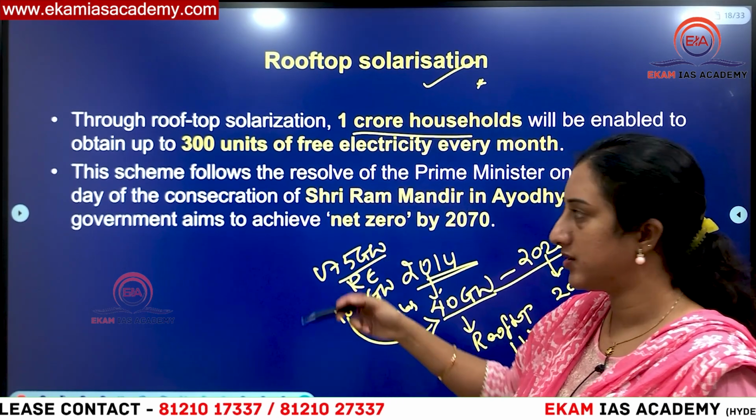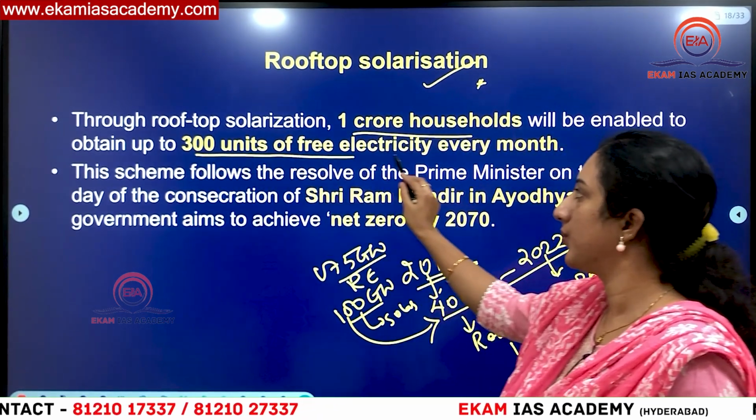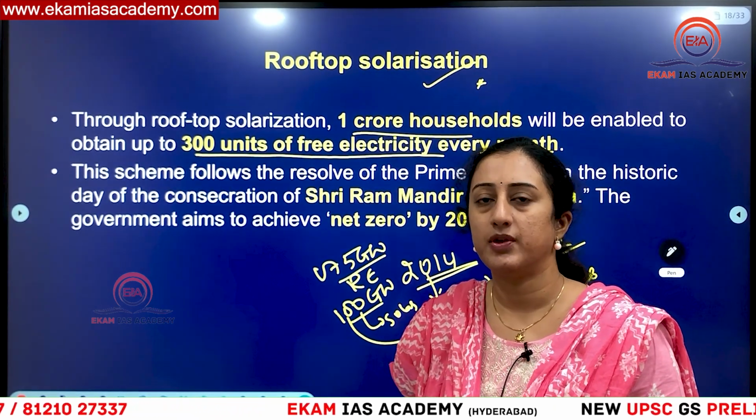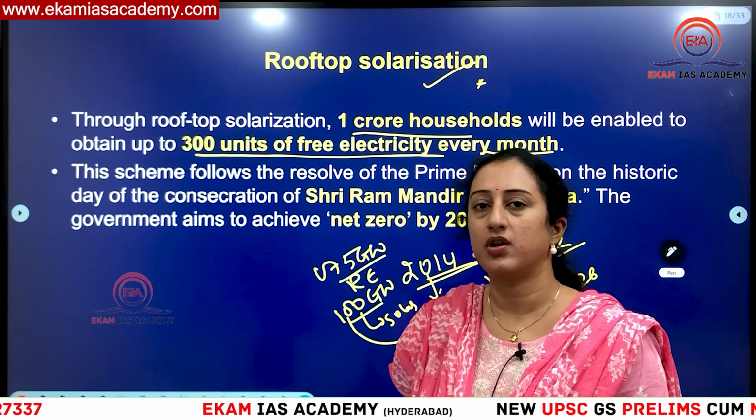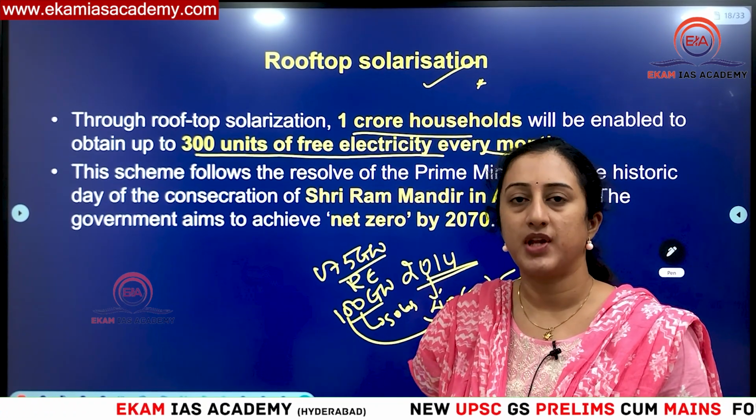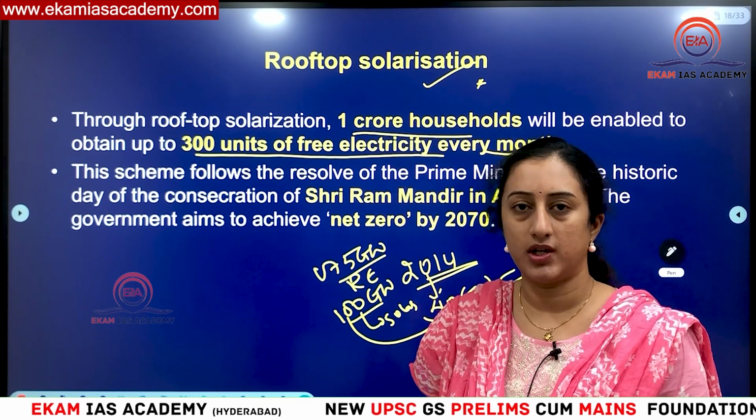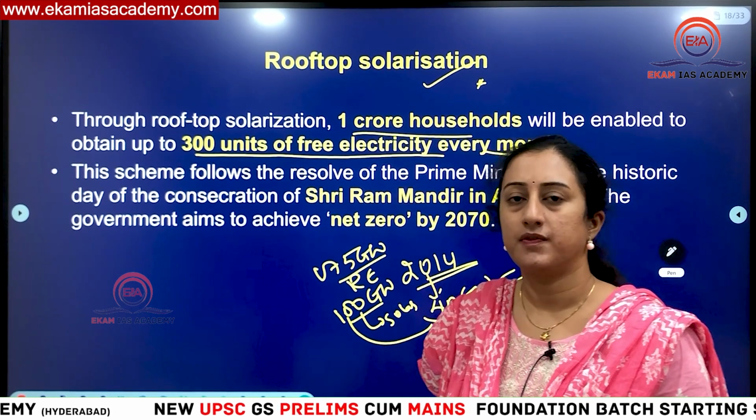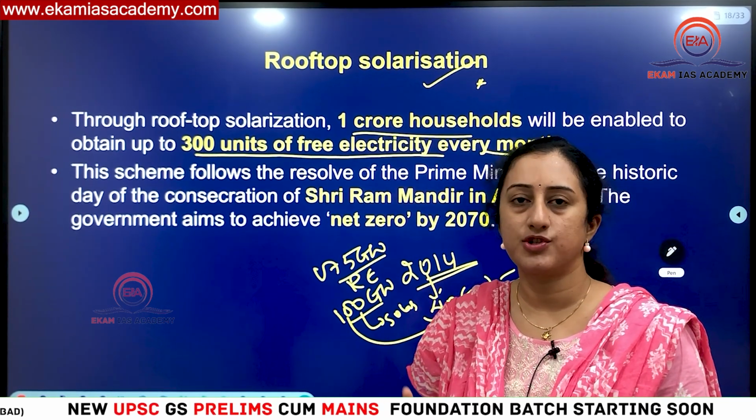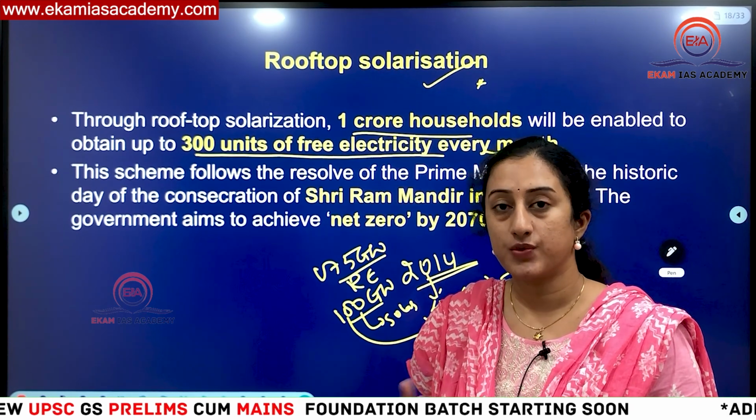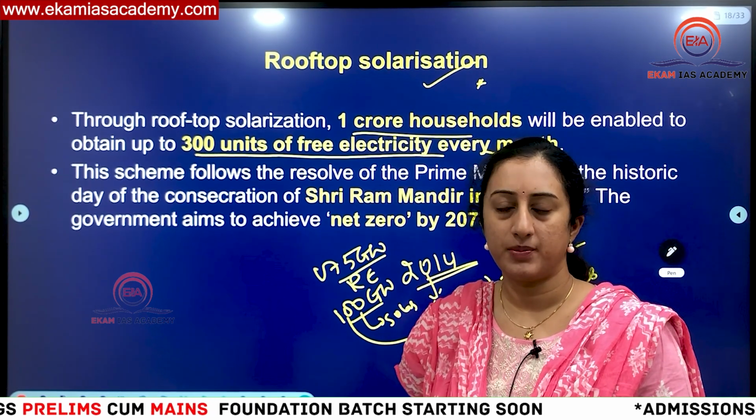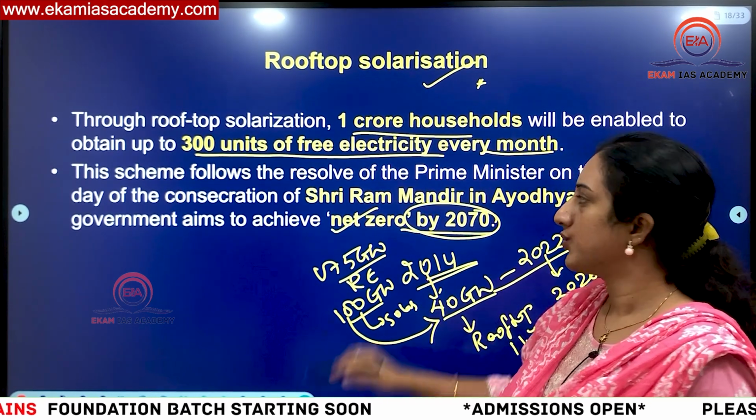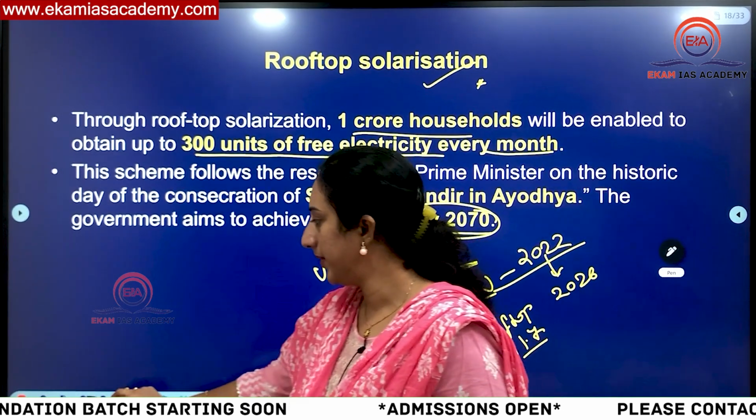And in the recent budget, the finance minister announced that 300 units of free electricity will be provided every month. If they have installed rooftop, they will be provided with 300 free units, and whatever energy is generated from their installation, the excess can be sold off to the grid, and additional income can be there for the household. So their electricity bills are saved, they get additional income, and we are also helping to minimize fossil fuel based emissions and trying to achieve net zero. That is the target we have kept by 2070. This is the main thing you have to remember.